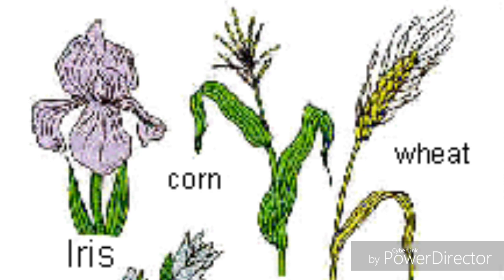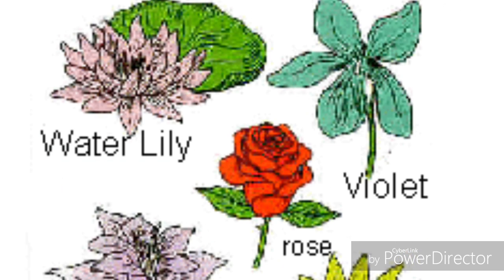Here you can see some examples of monocots: wheat, corn, iris. Here you can see some examples of dicots: rose, violet, water lily.